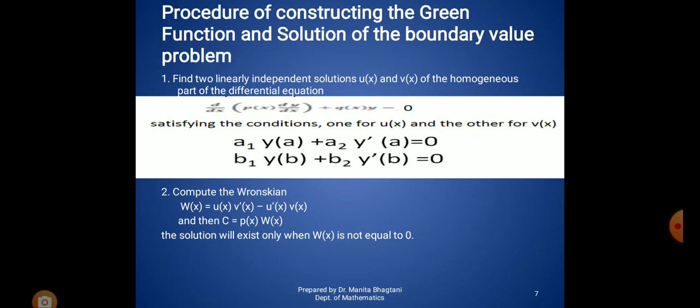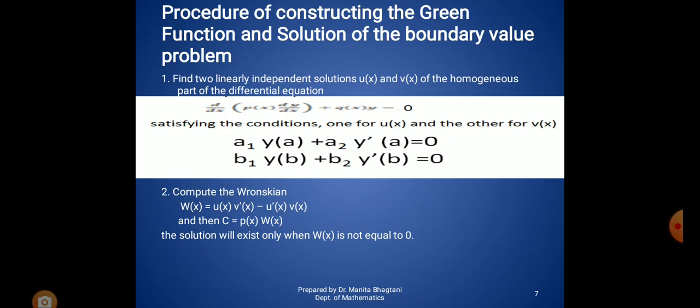Step 2. Compute the Wronskian. What is the Wronskian? The Wronskian is a function in the form of a determinant which shows whether the given solutions are linearly independent or not. If the Wronskian, that is W(x), is not equal to 0, then the solutions are linearly independent. And the formula for W(x) is u(x)v'(x) minus u'(x)v(x). What are u and v? u and v are here the linearly independent solutions.